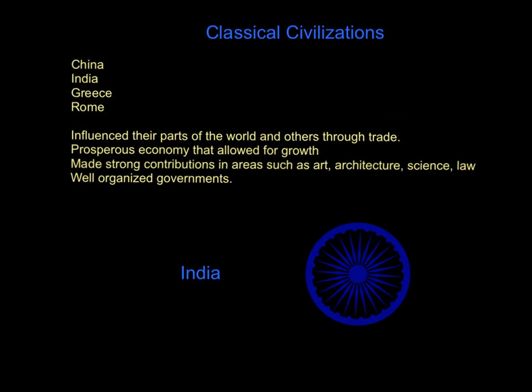Returning once again to classical civilizations, these people influenced their parts of the world and others through trade. They had prosperous economies, allowed for growth, made strong contributions in areas such as art, architecture, science, and law. They had well-organized governments. Today, of course, we're looking at India. And one other thing to mention, there were golden ages, which usually followed a great leader, and then a decline. We will see that today.